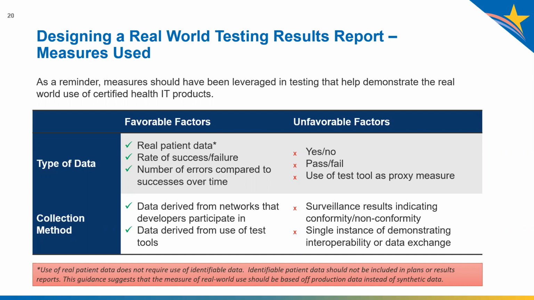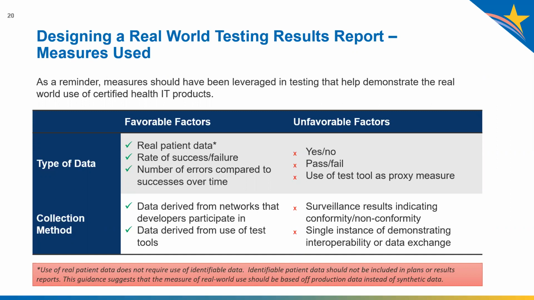And if you find that when you're developing your real world testing results report that you have some pass fails or some yes nos, or you don't really have the more favorable factors, you're finding yourself describing these activities and more unfavorable factors, then you might want to consider reassessing how you are looking at the data derived from your real world testing activities and making sure that you're reporting out on them in a way that demonstrates true successful real world testing, okay?